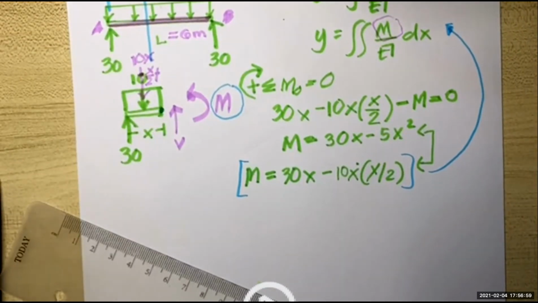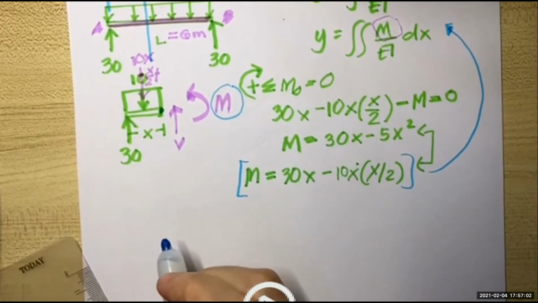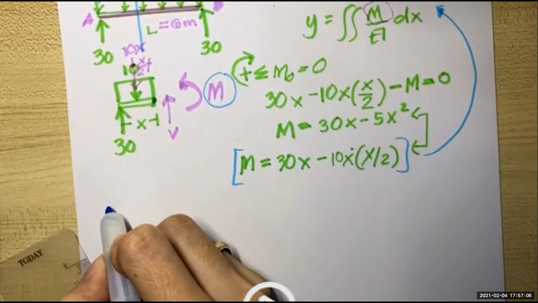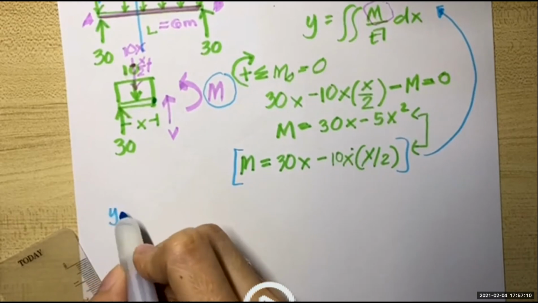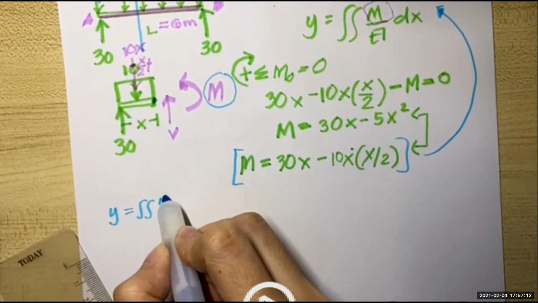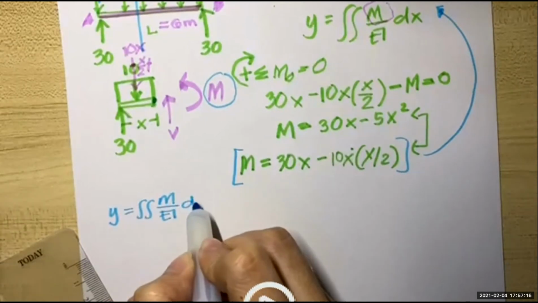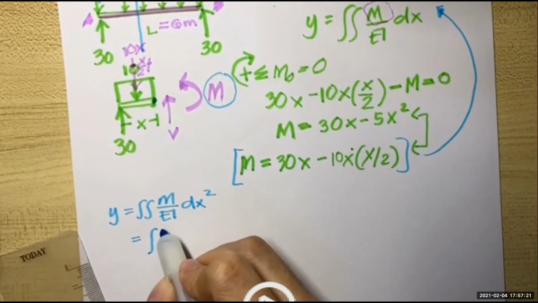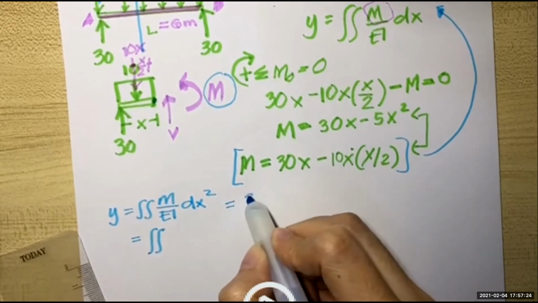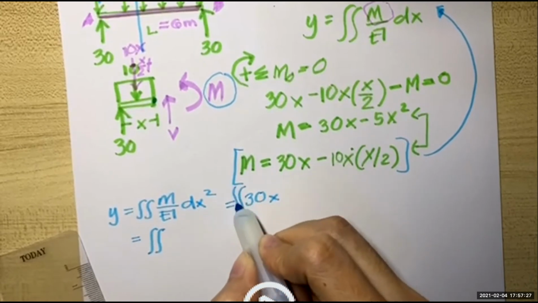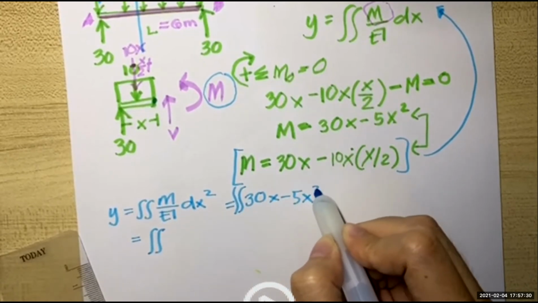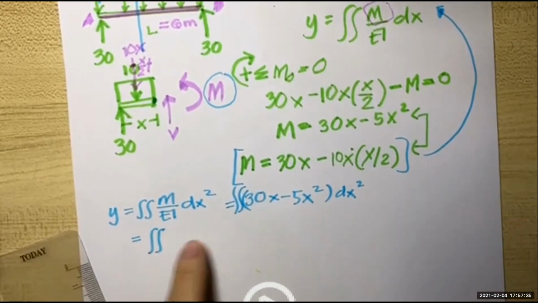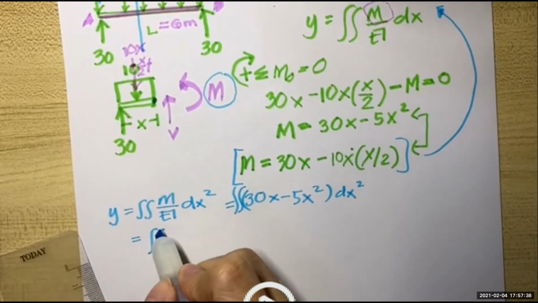So, solving now, we have, ang tinatanong is slope and deflection, di ba? So, slope, ito na lang, y, sorry, is equal to the double integral of m over ei dx squared. So, first integral muna. Copy ko, we have 30x minus 5x squared, parenthesis dx squared. So, double integral, no? So, integrate natin nung first muna.